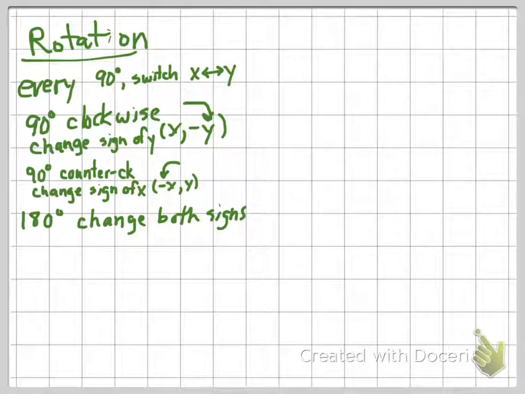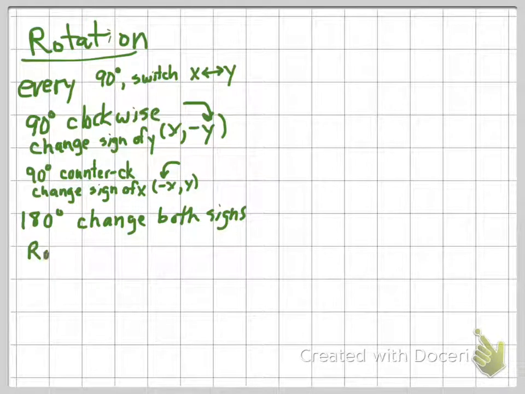Now, you might also notice that there's no 270 here. Well, that's because you don't ever have to go 270. Because 270, let's say 270 clockwise, is the same as 90 degrees counterclockwise. So you can just do that. Or 270 counterclockwise is the same as 90 clockwise. So you can just do this. Okay, so this is all of the amounts of rotation that you will have to do.